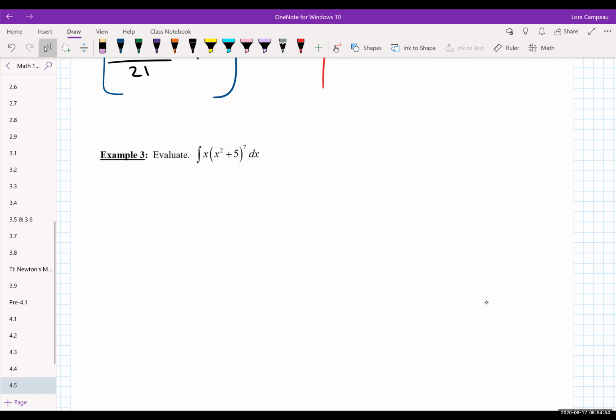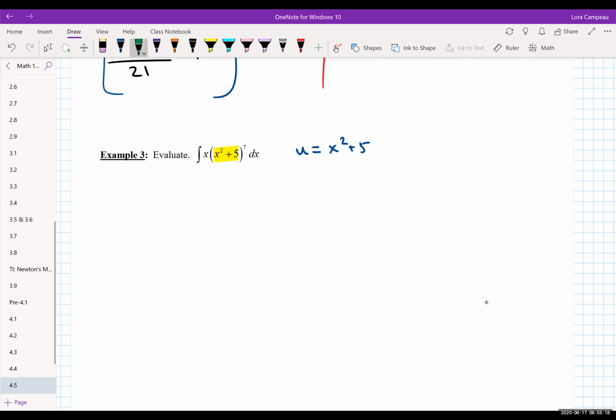So same idea. You kind of notice, well, they've all been products of functions in the integrand, x times (x squared plus 5) to the 7th. And even taking it to the 7th power, I know we could do it, but we're not too excited about multiplying it out. So right away, I'm seeing, oh yeah, I can make a u-sub. I'll try it. u is x squared plus 5.